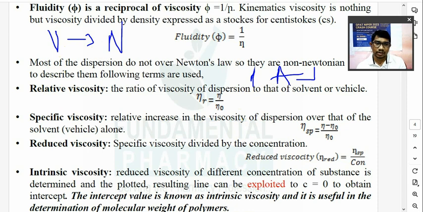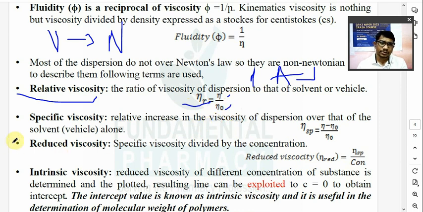In that, the first one is the relative viscosity. Relative viscosity मतलब क्या? It is the ratio of viscosity of dispersion to that of the vehicle. Means viscosity of dispersion to that of the vehicle is known as relative viscosity. Relative viscosity is denoted by eta r. Eta r is equal to eta divided by eta 0, where eta is the viscosity of dispersion and eta 0 is the viscosity of the vehicle.